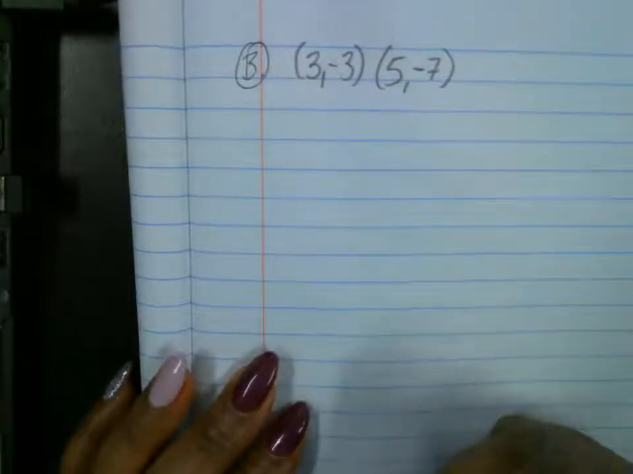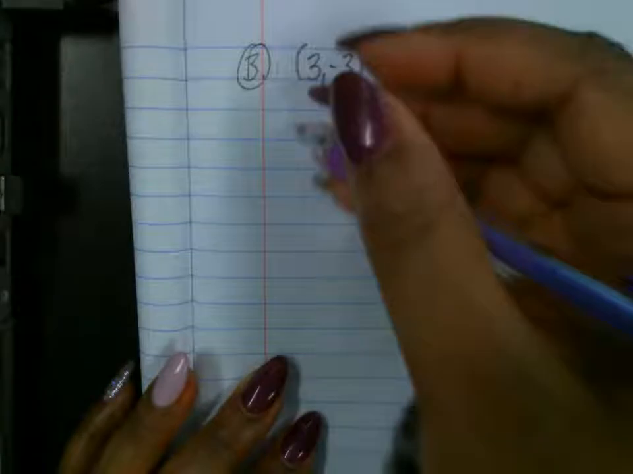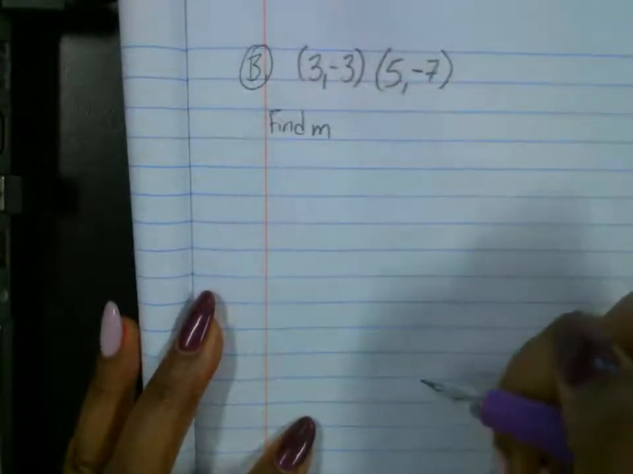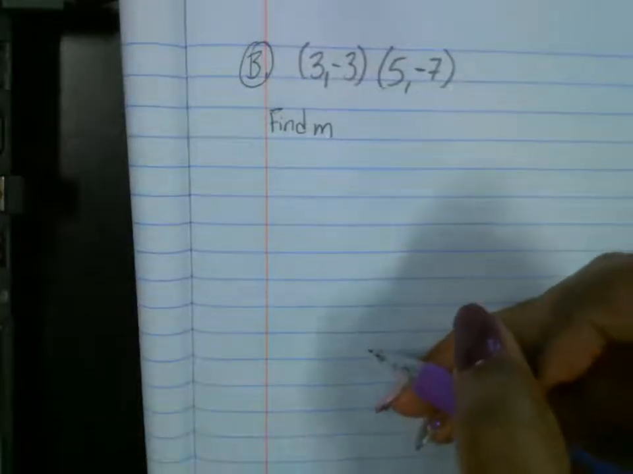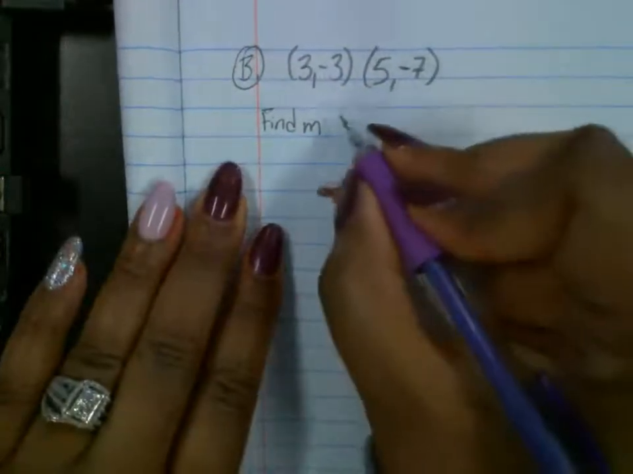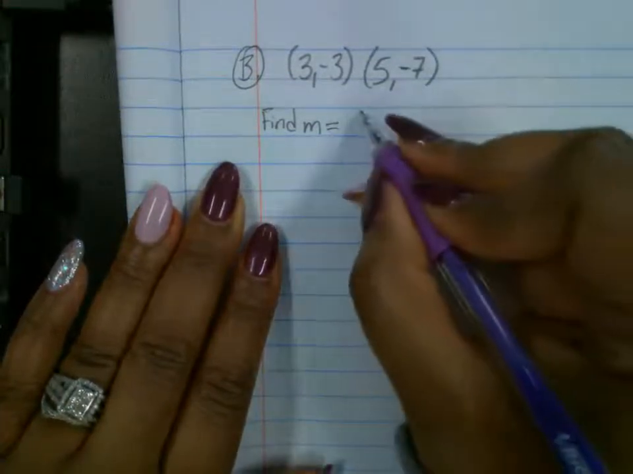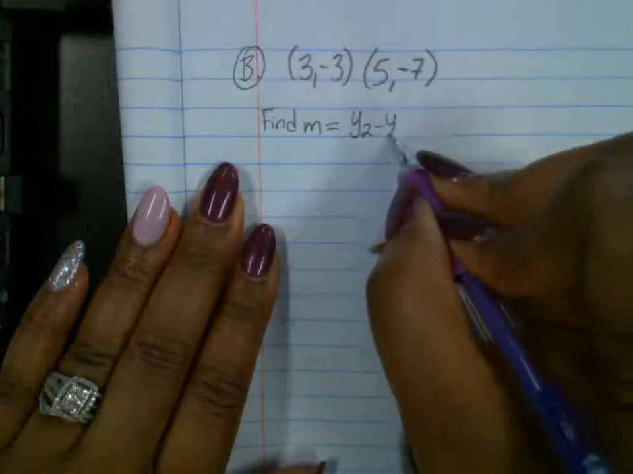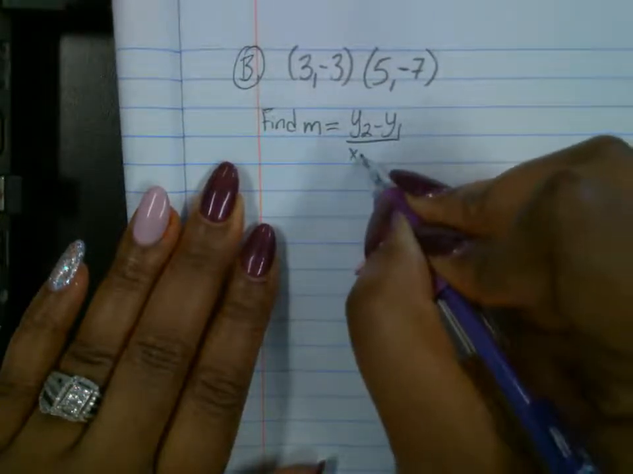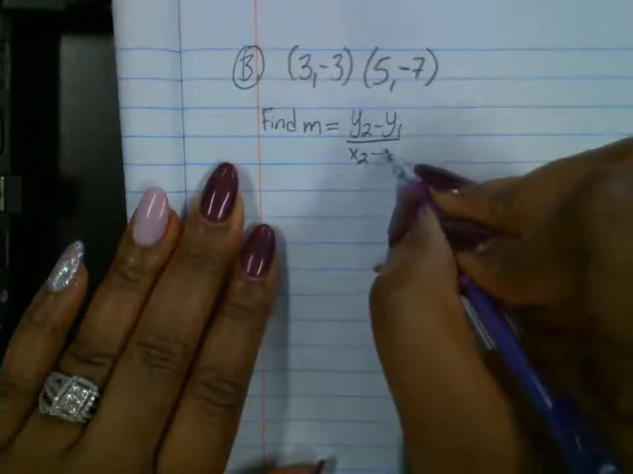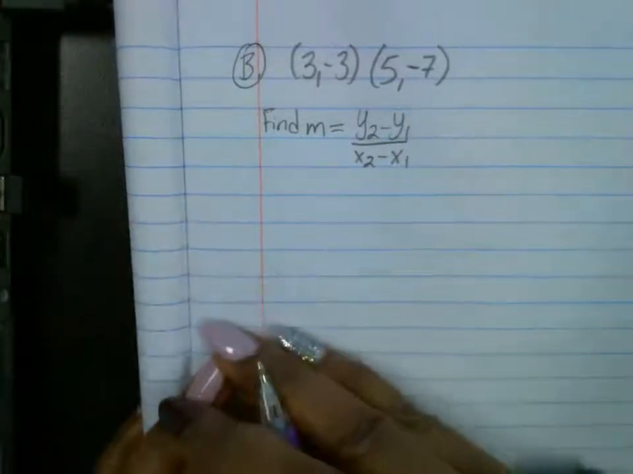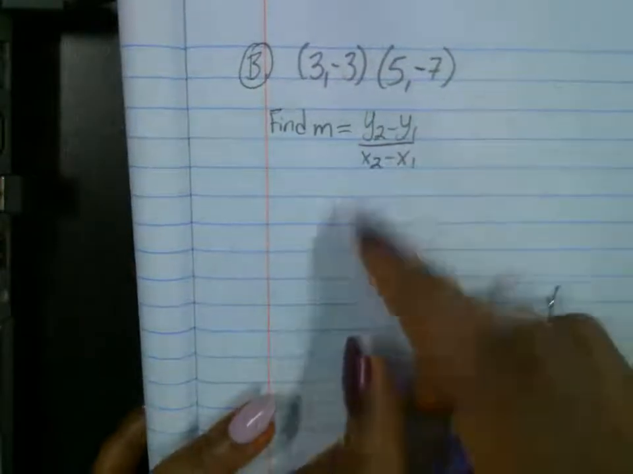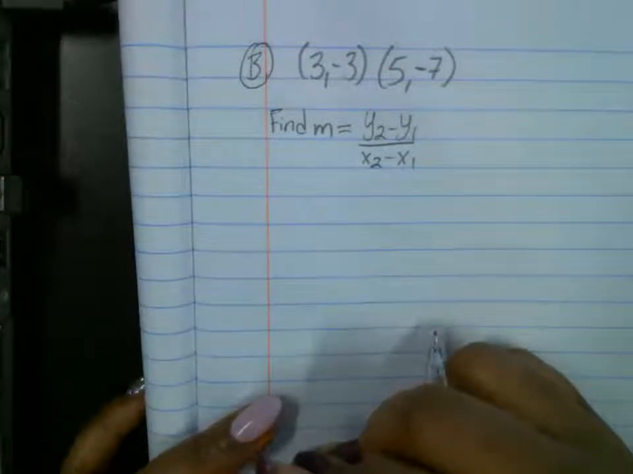So the first step, again, is going to be to find M. The formula for finding M is equal to what? What's the formula? Y2... Very good. We got to know that by heart. We're going to keep writing it. Please write it. Don't skip that step because you won't remember it if you don't keep writing it.